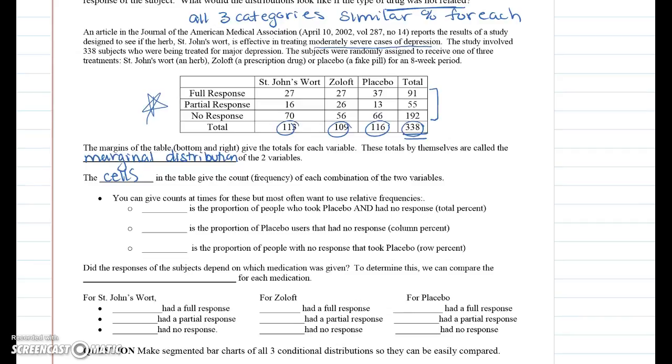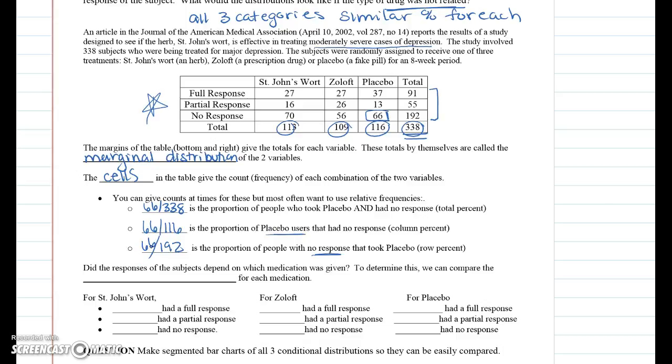So let's look at different ways to ask this question. Blank is the proportion of people who took the placebo and had no response. They're taking the placebo, they had no response, so that's our 66 right here. So we have 66 out of all the people. The proportion of placebo users that had no response: now we're only talking about placebo users, so that's only 116, and there were 66 of those 116 that had no response. And then the proportion of people with no response that took a placebo: we're talking about the no response people, so that's only 192 of them, and they took the placebo, so that's 66 of them.